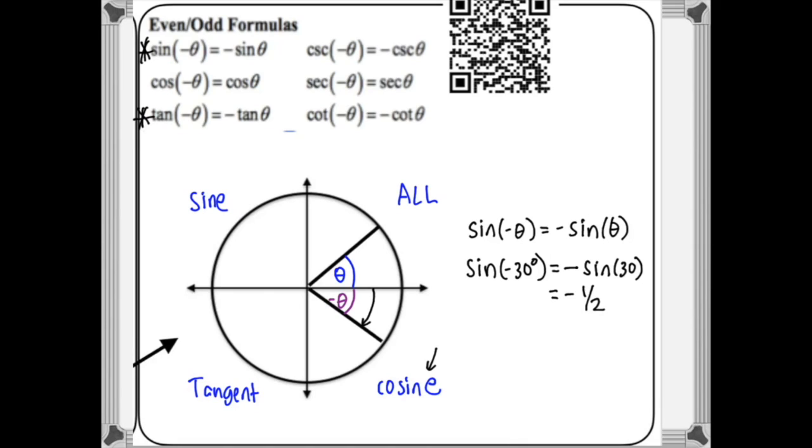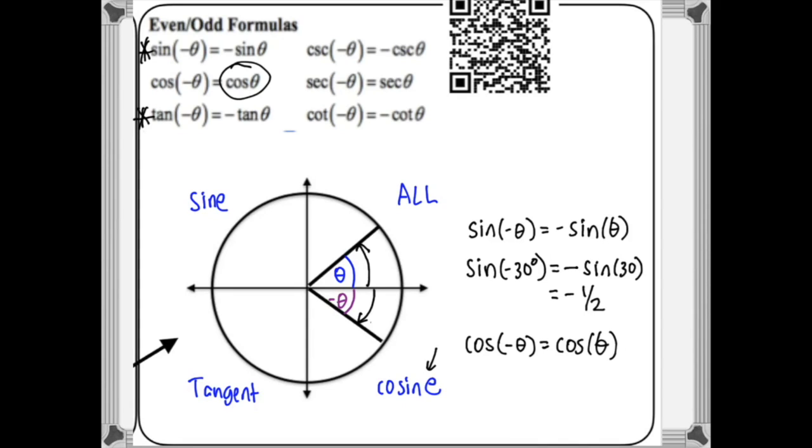The only difference is going to be this business of cosine, and let's take a look at why that is. If I started off with cosine of a negative theta, the way that we could look at that is that cosine would be positive here, and if I go in this direction, it is going to be positive as well. So if I move in a positive or negative direction, cosine is still going to end up being positive for its reference angle. So we would just have the cosine of theta.